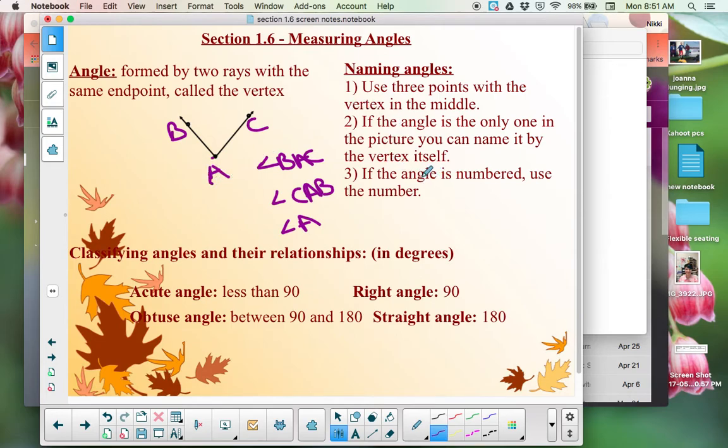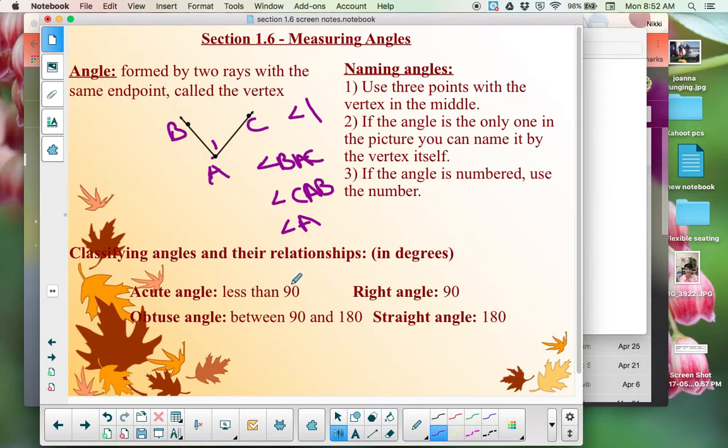Another way to name the angle is in your book. A lot of times there'll be multiple angles, so they'll use a number. And it's not the degrees, but they'll name this like angle 1. So one way that you could name it would be angle 1. That would be another appropriate way if they're numbered in the picture.